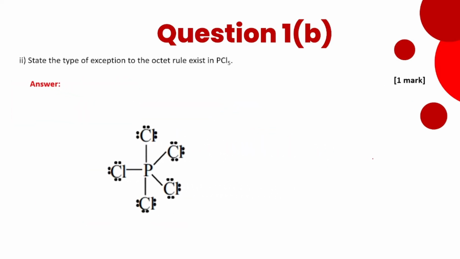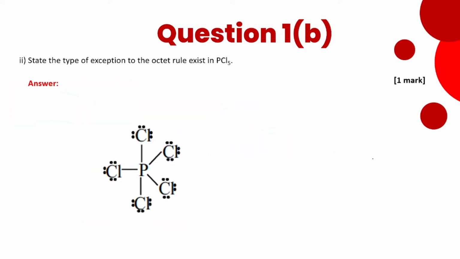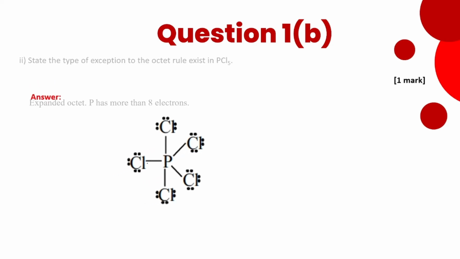The next question, you need to state the type of exception to the octet rule that exists in PCl5. From here, you need to focus on the central atom. It has 2, 4, 6, 8, 10 electrons at the center. When it has 10 electrons at the center, it means that it is more than 8. If it is more than 8, then it is known as an expanded octet, because phosphorus will have more than 8 electrons at the central atom.